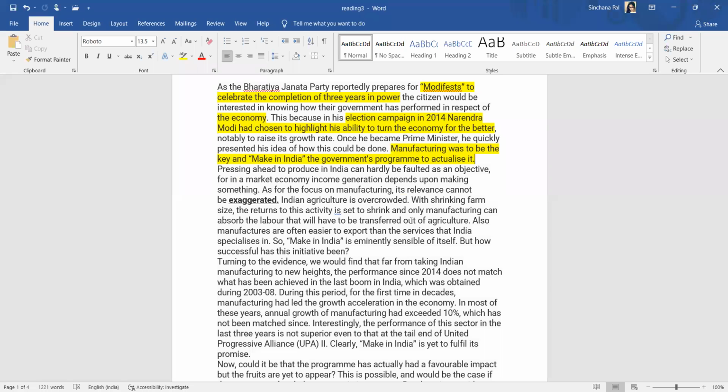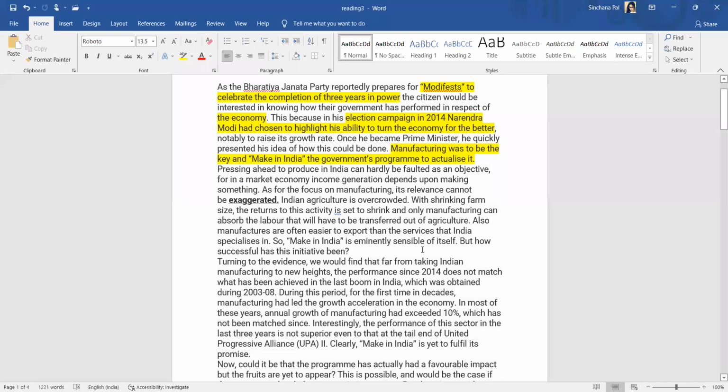Only manufacturing can absorb the labor that will have to be transferred out of agriculture. So also manufacturers are often easier to export than the services that India specializes in. So Make in India is eminently sensible of itself, but how successful has this initiative been? So this is the first paragraph.